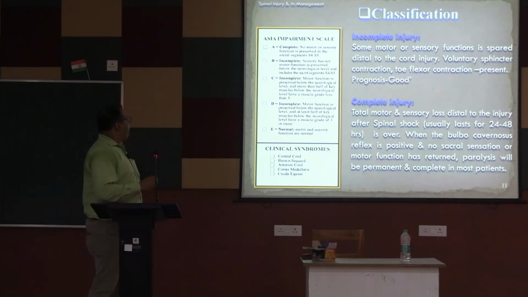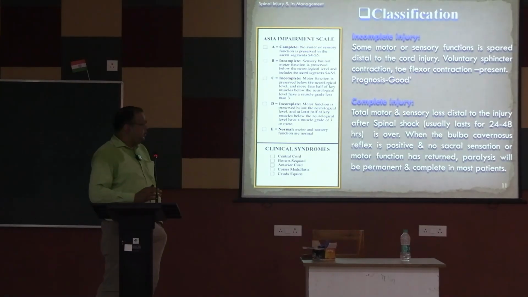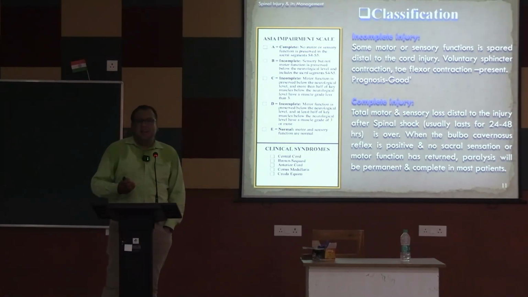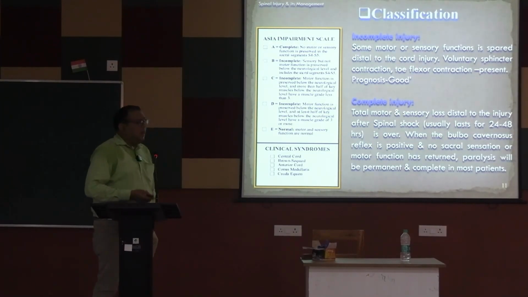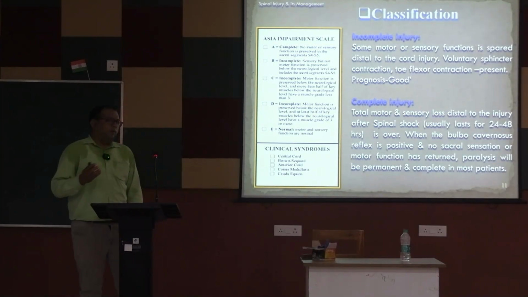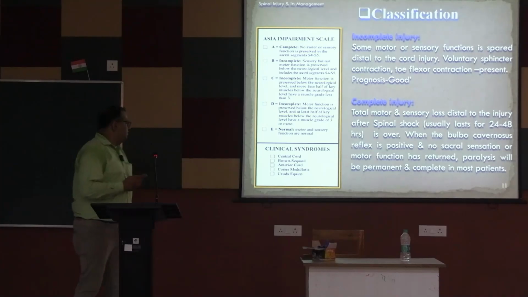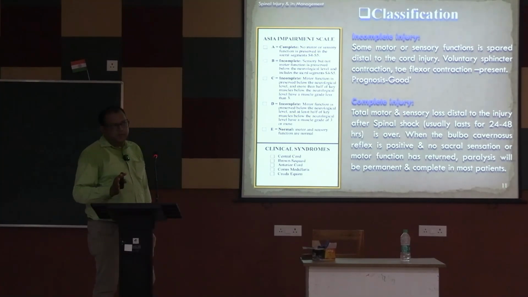And incomplete, motor is preserved below the neurological level, and more than half of the key muscles below the neurological level have muscle grade less than 3. This is C. And D is also incomplete, where the motor function is preserved, but the muscle grade is 3 or more, okay. And E is normal. So incomplete injury is some motor or sensory functions will be preserved.